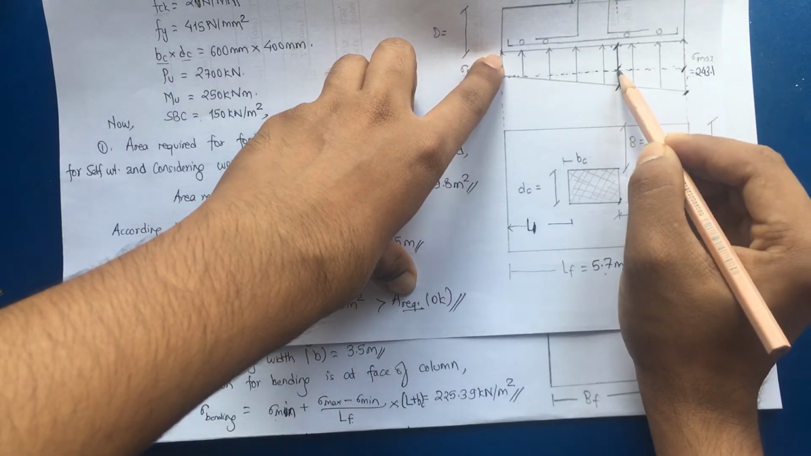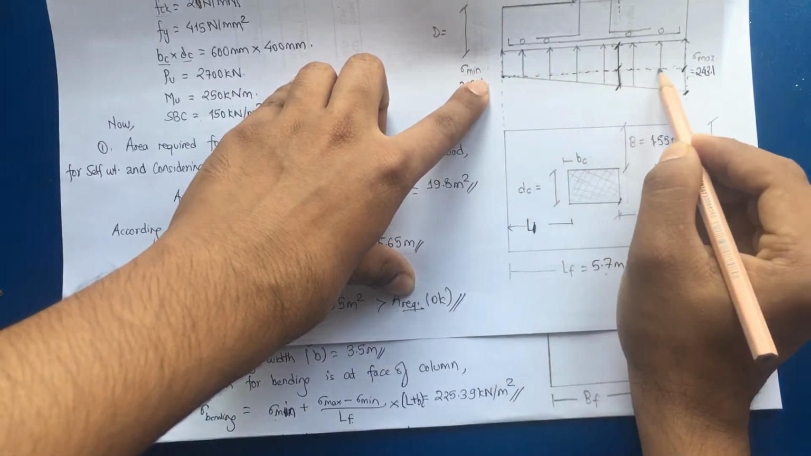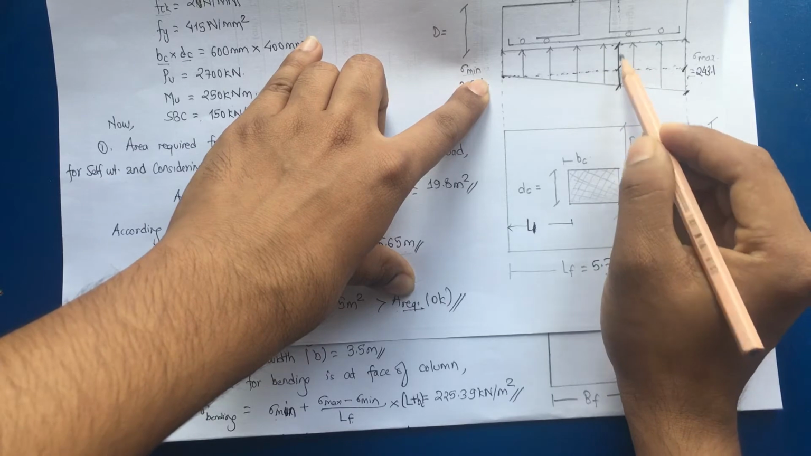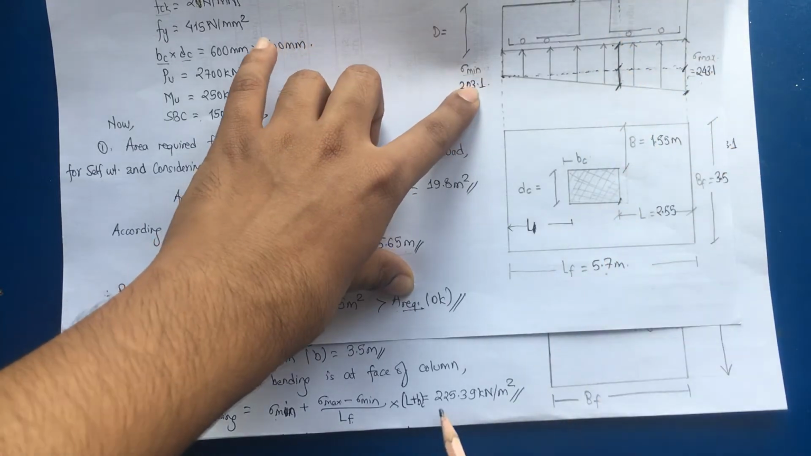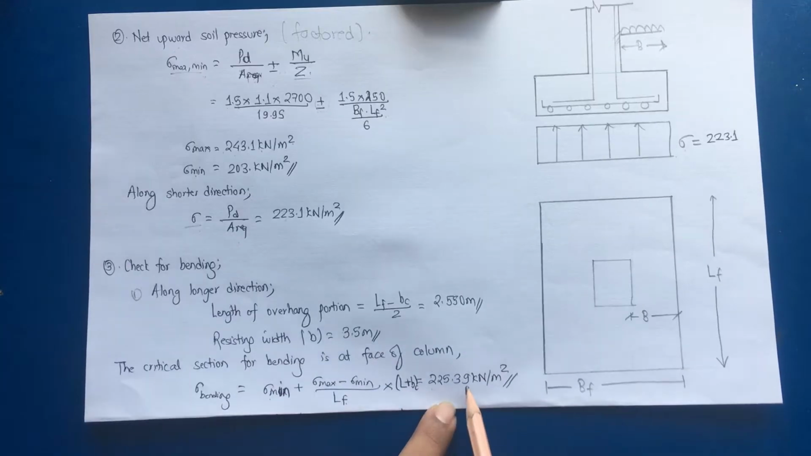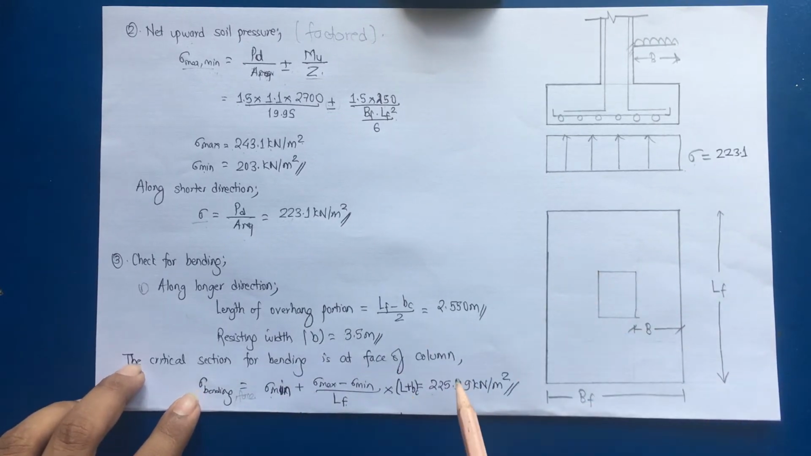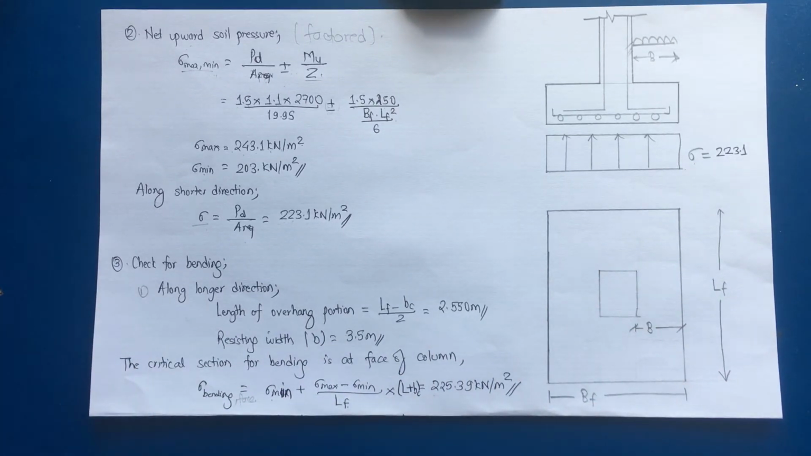We will find this much height and add the value of sigma minimum, considering this as a rectangle. We will get the swell pressure at the face of the column. So this comes as 225.39 kilonewton per meter square. This is sigma face. Okay, so with this value we can find the bending moment at the face of the column.